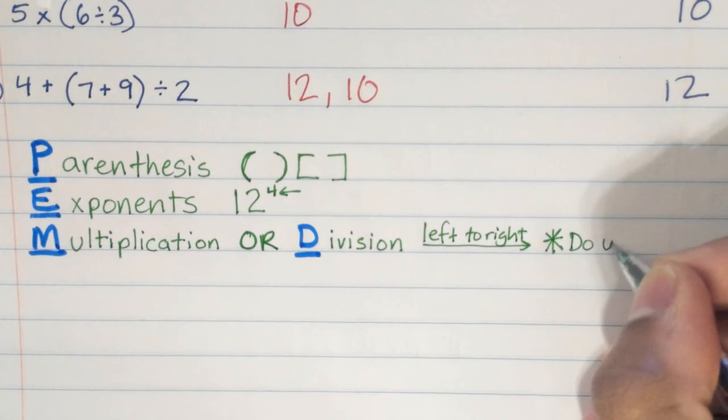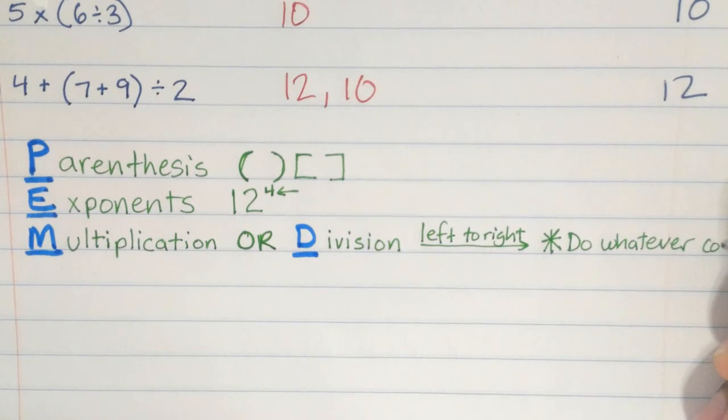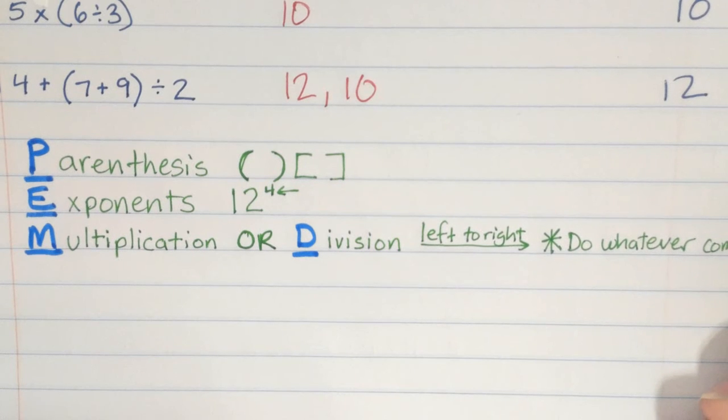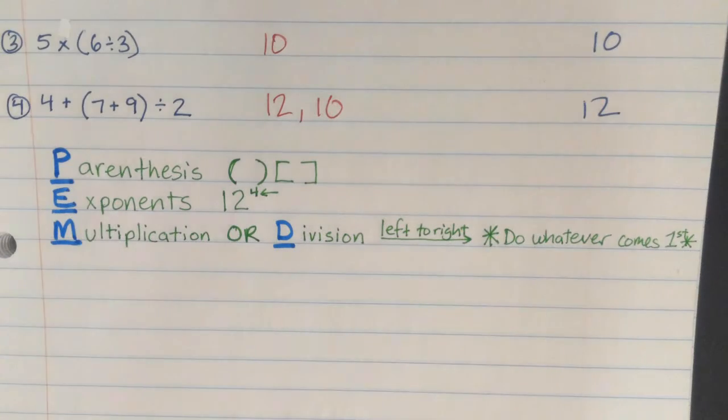And we do whatever comes first. Oh, sorry. Cut off a little bit. We multiply or divide left to right, and we do whatever comes first. Okay? So if division shows up first, do division first. If multiplication shows up first, do multiplication first. Okay? Some of you already know this, like I said. Some of you might have talked about it last year, but if you didn't, that's why we're going over it this year. Okay, making sure we have that.